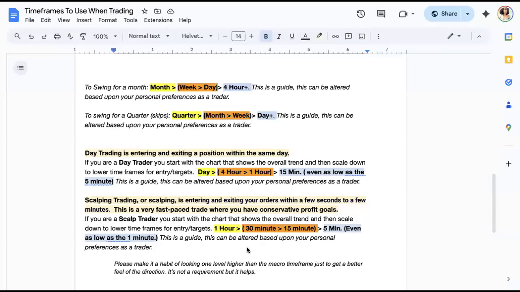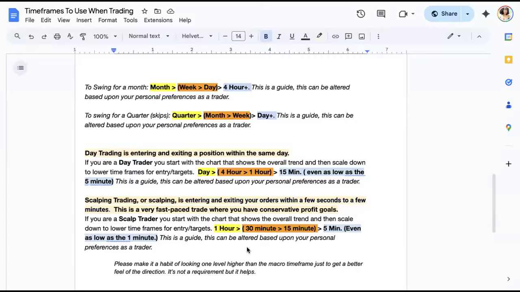So number one, time frames are going to be a direct relation to how you plan to trade. I created this guide because I want people to have an understanding of time frames. And when I say have an understanding of time frames, what I mean is there's going to be instances where it's too much data, or there's going to be instances where there is too little data.